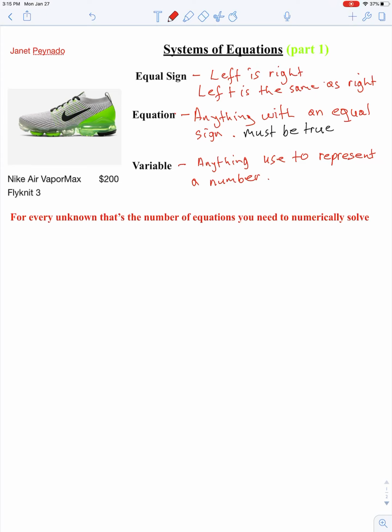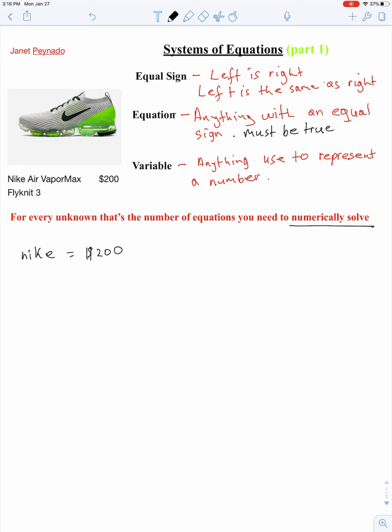That's it. The last thing that you need to know, and this is very important, that's why it's in bold red: when you have a system of equations, for every unknown, that's the number of equations you need to numerically solve. I'm going to underline numerically solve. Lots of students don't understand what numerically solve means. If I write something, as I said before, let's say Nike equals 200.